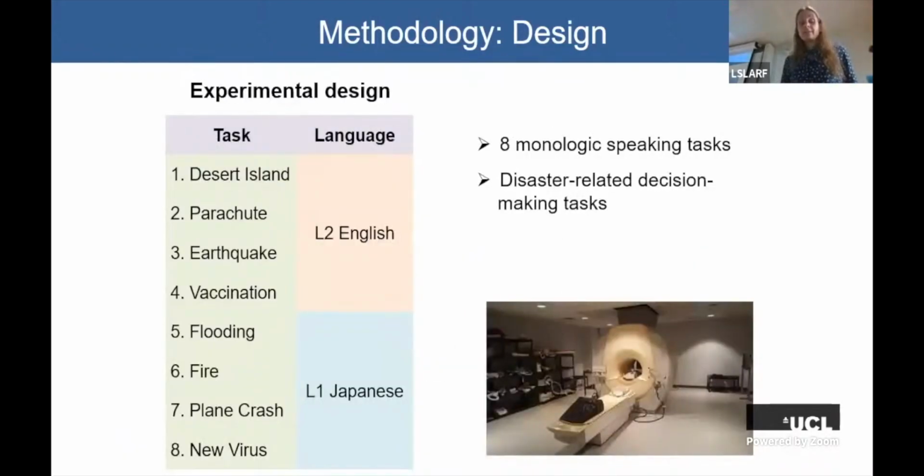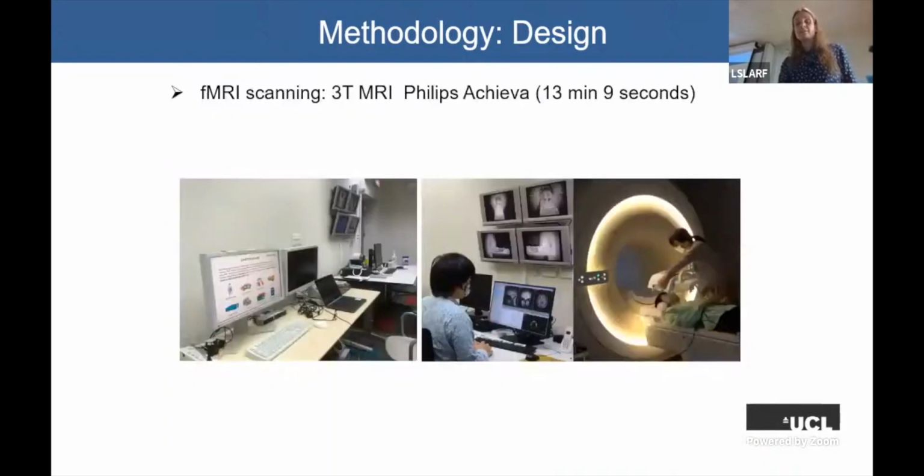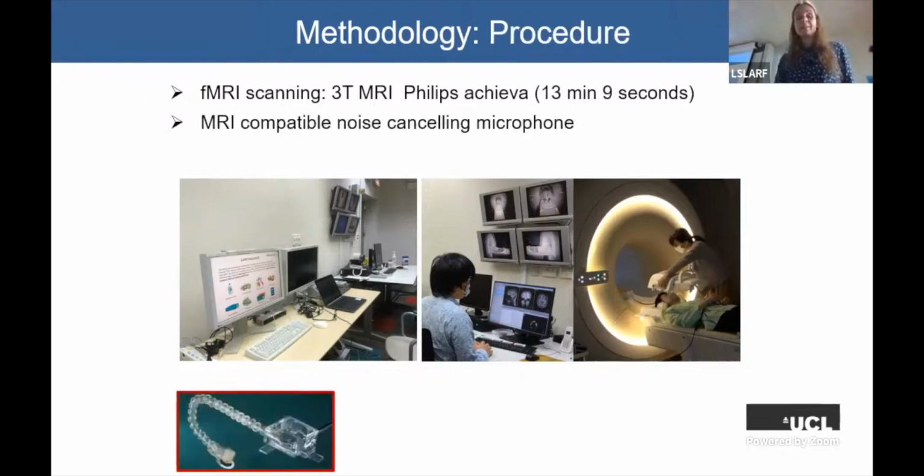Half of these tasks were carried out in L2 English, and the other half in L1 Japanese. But in this presentation, I'm only talking about the L2 speaking performances. Task type and language were counterbalanced across the participants and the sessions. They were doing all of this in an fMRI scanner. And altogether, we had 30 minutes and 19 seconds of speech performances collected.